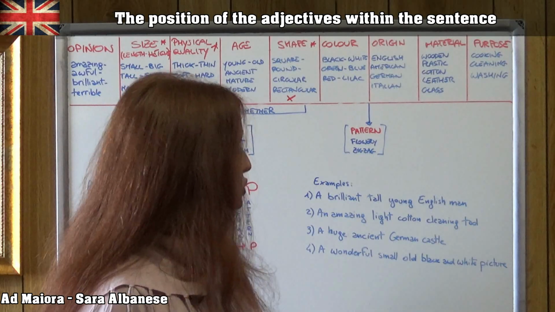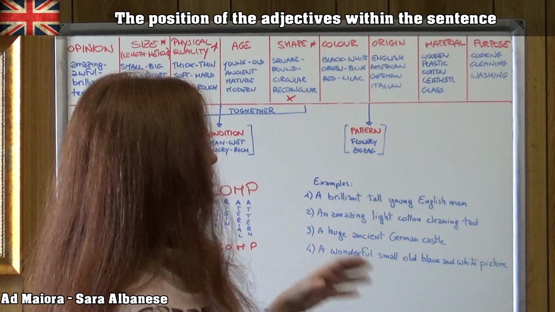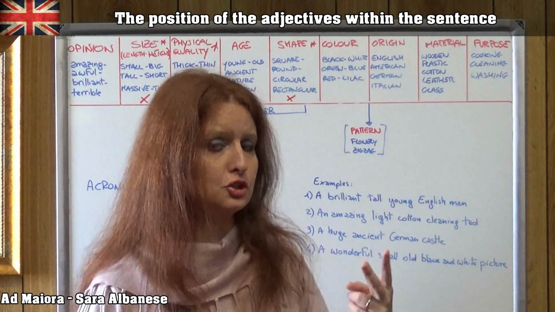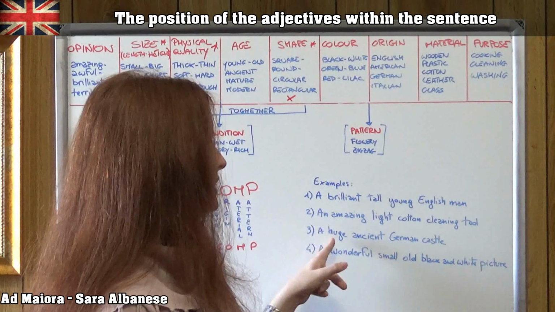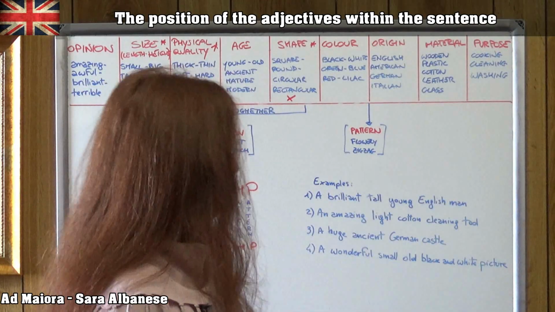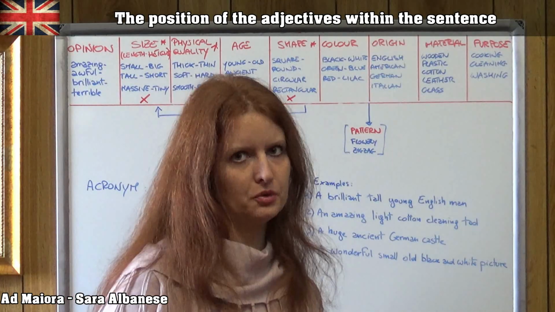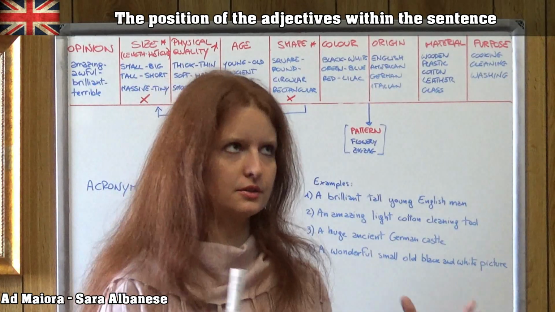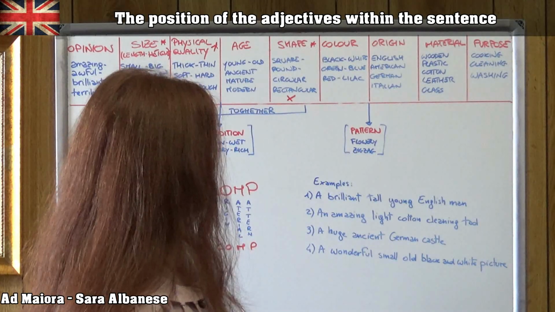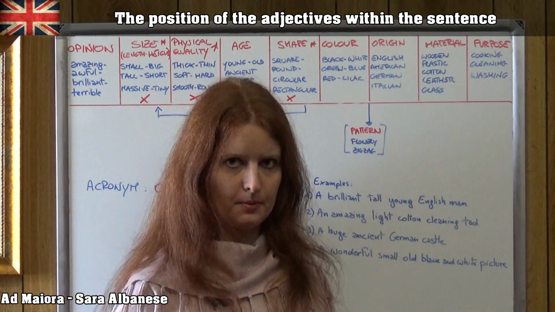Then again, a huge ancient German castle. Castle is huge, this is obviously the size, so shape, second position, or we don't have an opinion before, so it becomes the first position. Ancient is the age, it's very old. German is origin, castle is obviously the noun. Castle is a British pronunciation, castle, American. Then, for the fourth example, a wonderful, small, old, black and white picture.